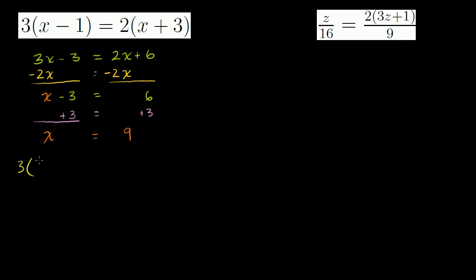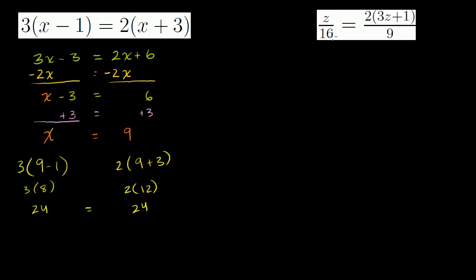3 times 9 minus 1 is what? This is 3 times 8. This is 24. So that's what the left-hand side equals. What does the right-hand side equal? That is 2 times 9 plus 3. That's 2 times 12, which also equals 24. So it all works out. X is equal to 9.